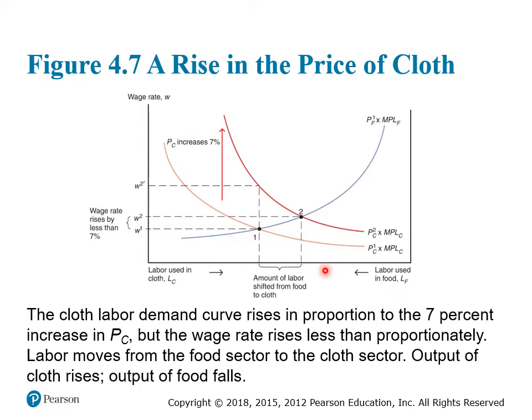So the food sector goes back from where it was at the beginning, at this point, and this much has been shifted to the cloth sector, and now the labor used in the food sector is that much. So fewer people are working now in the food sector, but more people are working in the cloth sector. Why? Because the price of cloth has increased by 7%. However, as you can see here, the wages have increased less than 7% because of the marginal product of labor, which is falling.